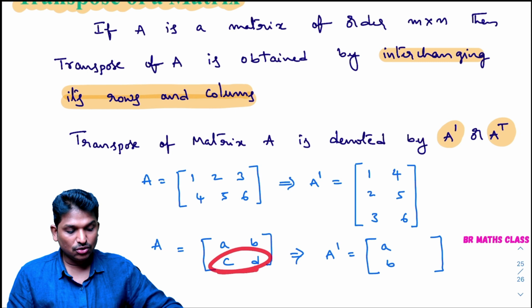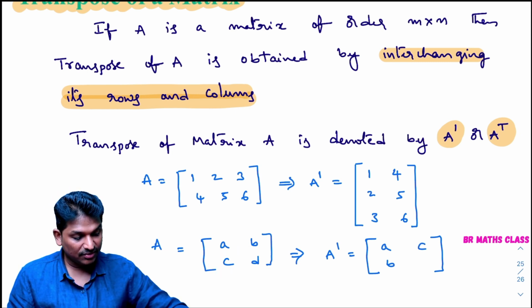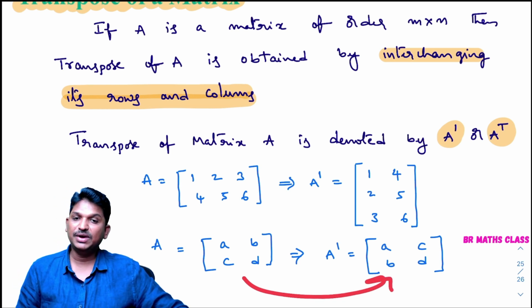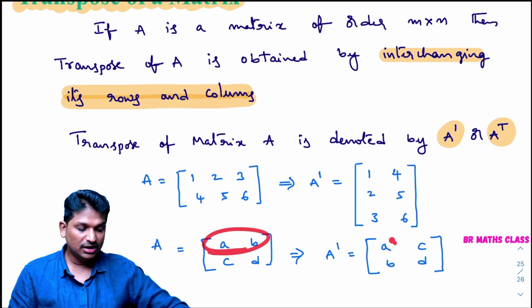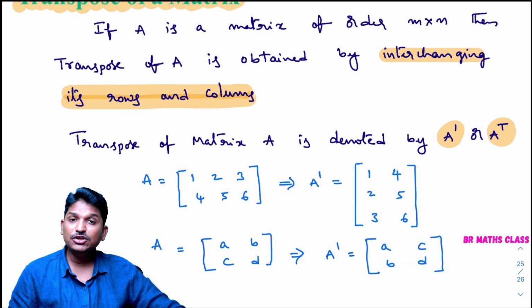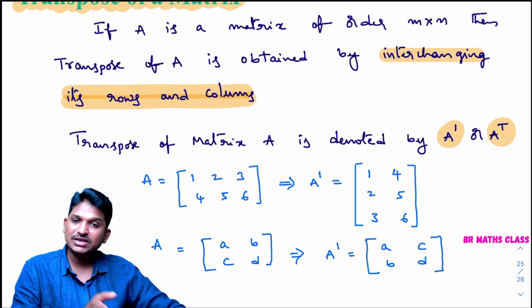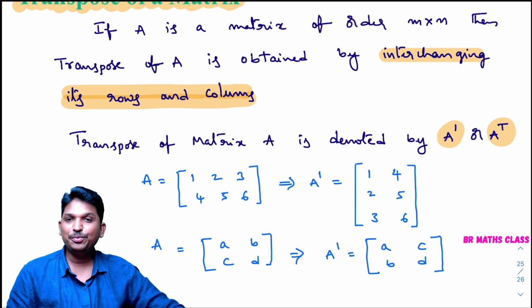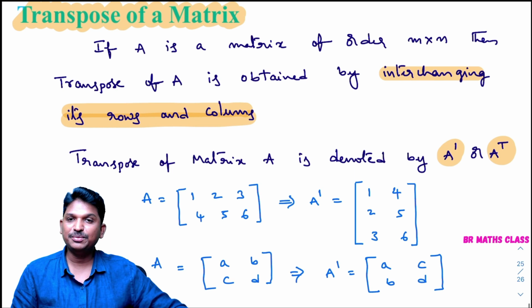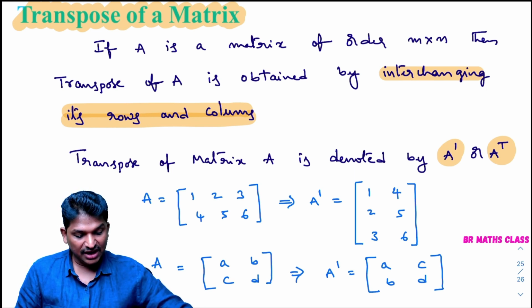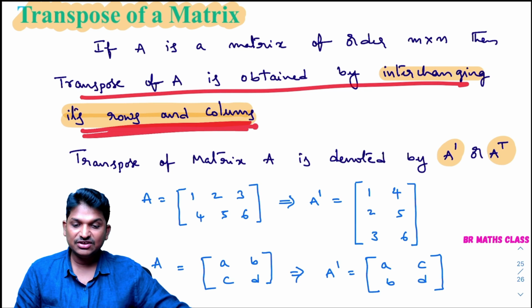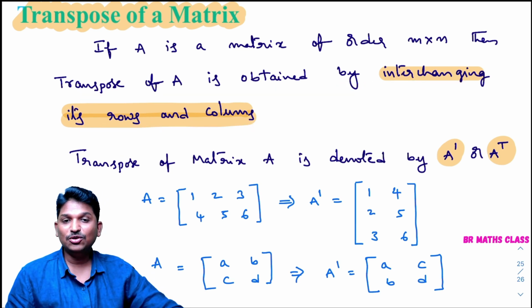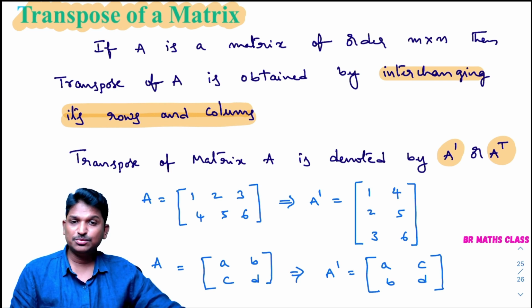Now, you take the second row, write it as the second column. Whatever you get, that is known as the transpose of matrix A. Actually, I took rows and interchanged them into columns. When you do it like this, columns are also interchanged into rows. Look here, this is the column, and it is interchanged into a row. I hope you are understanding the definition of transpose of a matrix. Transpose of A is obtained by interchanging its rows and columns. Got it? Right.